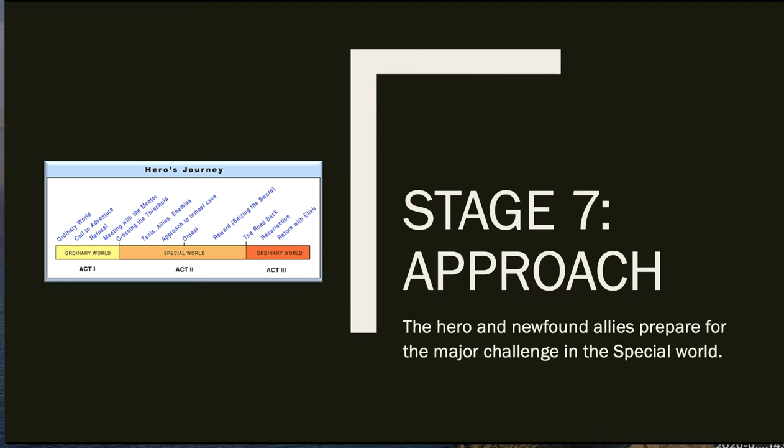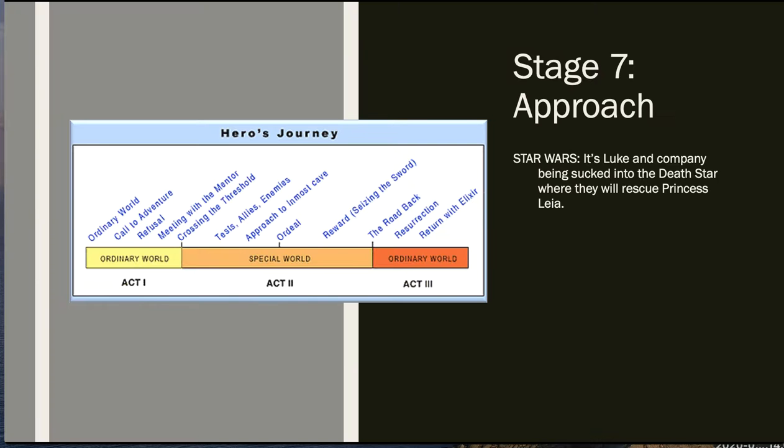Stage 7, approach. And I want to be clear that there isn't just one test, allies, and enemies. It's a series of them. But when you get to approach, the hero and his newfound allies prepare for the major challenge in the special world. They're approaching the inmost cave. In Star Wars, this is when Luke and company are sucked into the Death Star, where they will rescue Princess Leia. And so they're approaching it, and have they learned everything they need to learn to succeed in their quest?